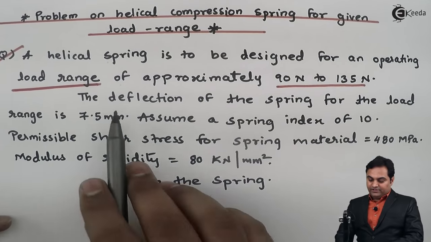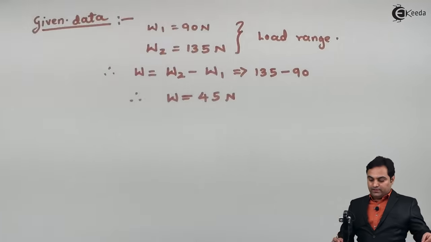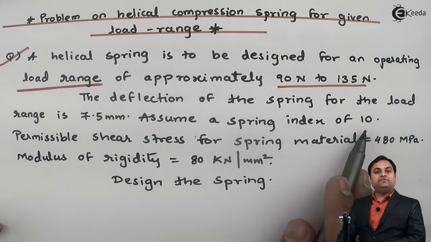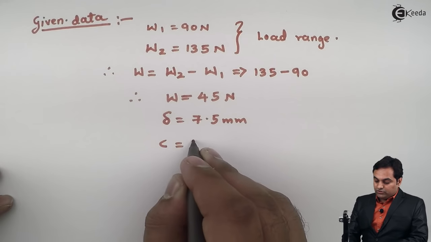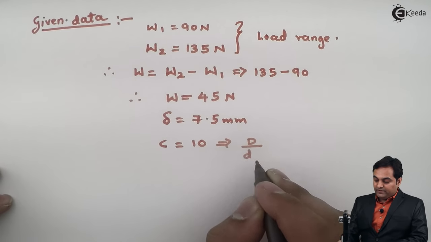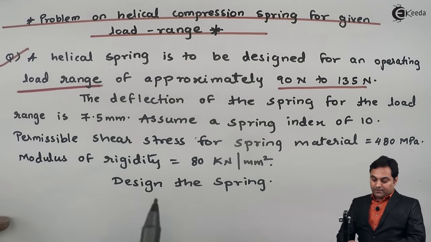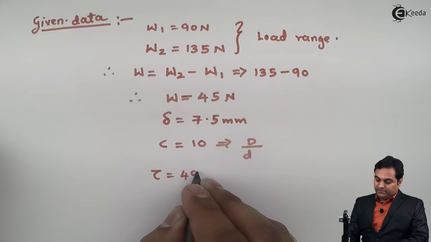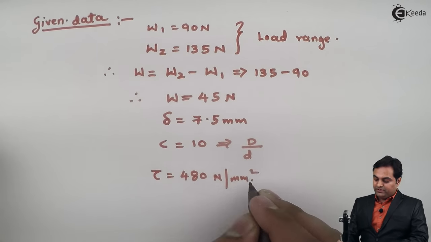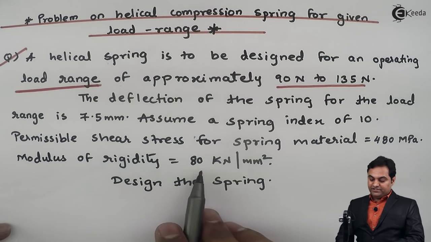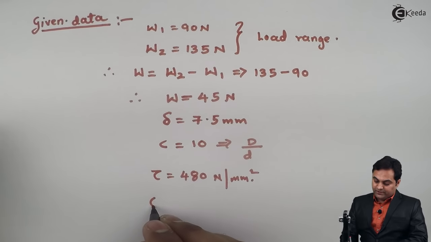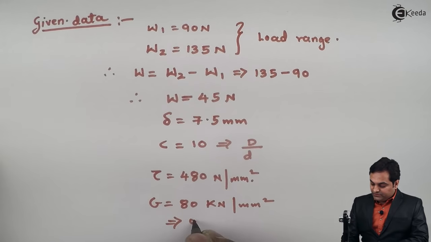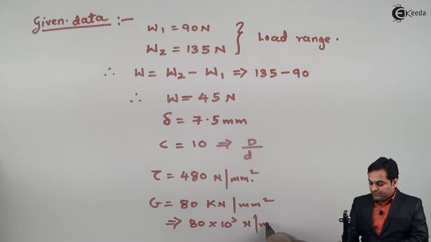Next, the deflection of the spring for the load range is 7.5 mm. Deflection is denoted by delta. Assume a spring index of 10. Spring index is denoted by C, also called as spring capacity, and that is equal to capital D by small d. Then permissible shear stress for spring material, that is tau, it is 480 megapascal. Megapascal means it is in terms of Newton per mm square. Modulus of rigidity is given 80 kN per mm square. So G is equal to 80 kN per mm square. I'll convert this. It becomes 80 into 10 raised to 3 Newton per mm square.